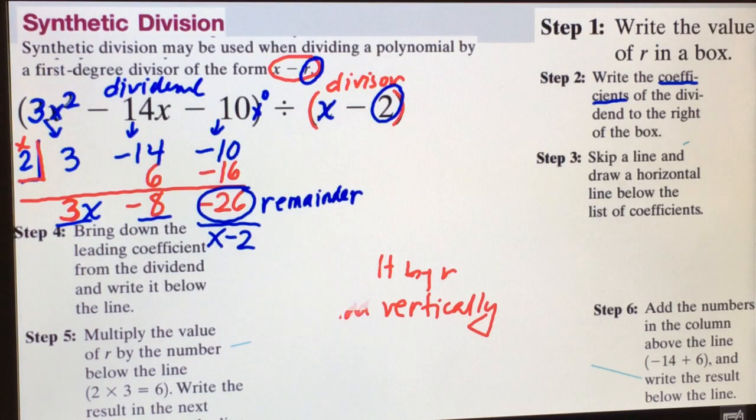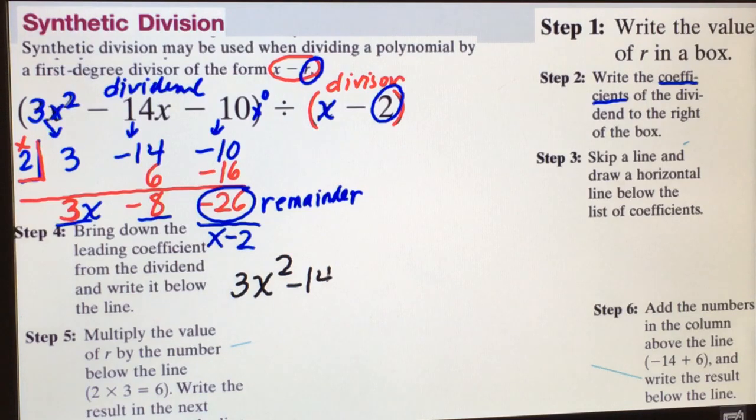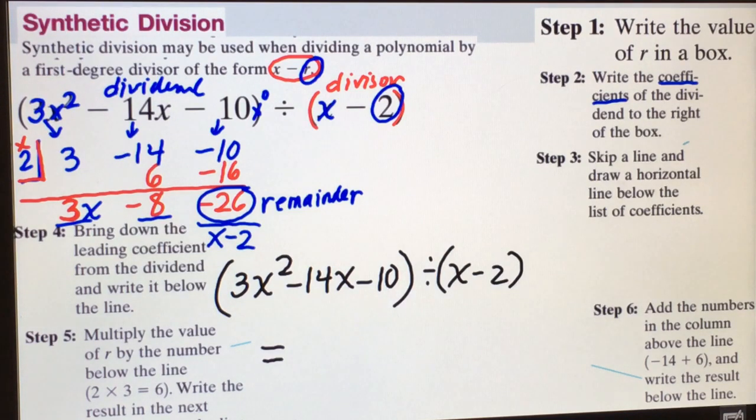So how we write our answer is going to be the following. Let me copy down the problem. 3x squared minus 14x minus 10 divided by x minus 2 is equal to the quotient, which is 3x minus 8 plus the remainder. Since it's negative, I can do minus 26 over x minus 2.